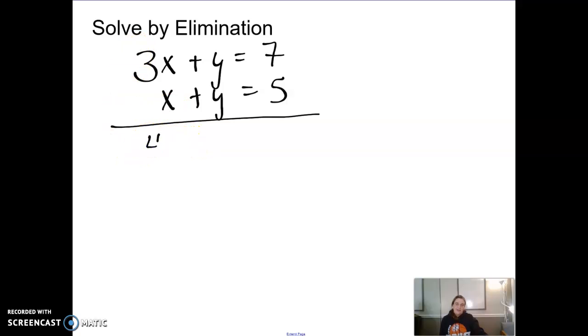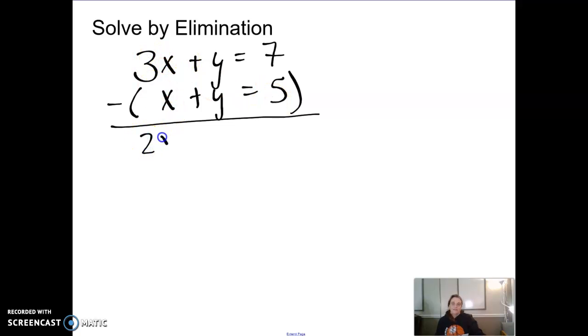But if I were to add these, I would get 4x plus 2y equals 12. And this does me no good. I have not eliminated anything. So I'm going to go ahead and take that out and say, what happens if we subtract? Remembering that if I'm subtracting this equation, I have to distribute the minus sign to every single term.